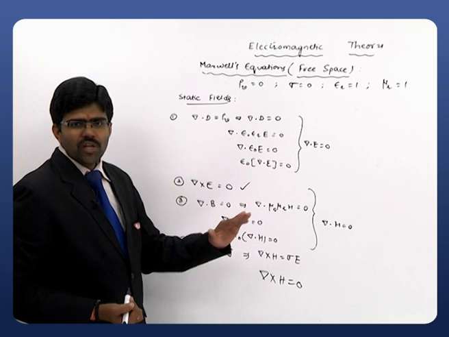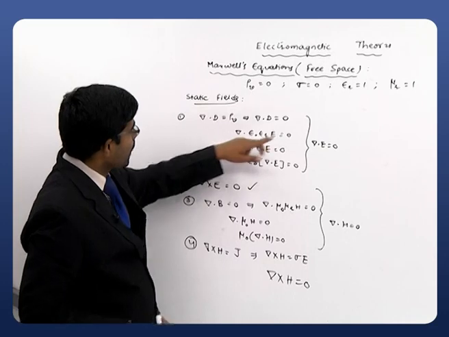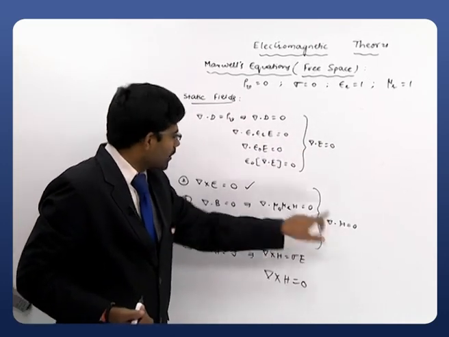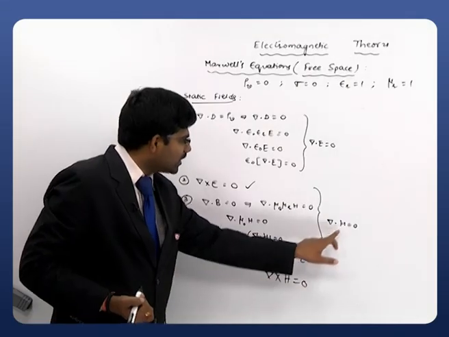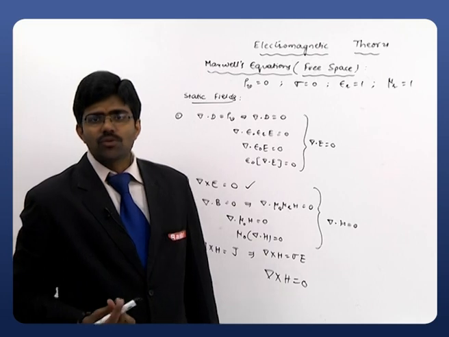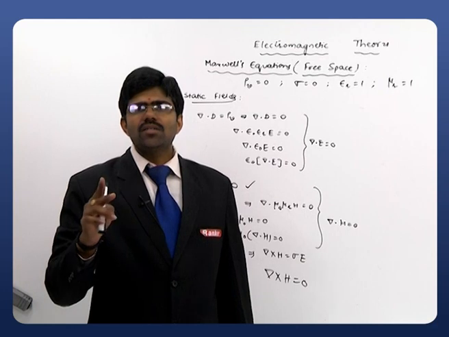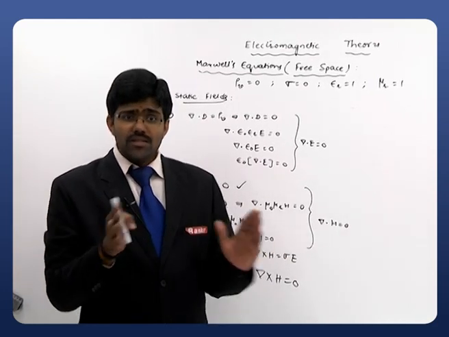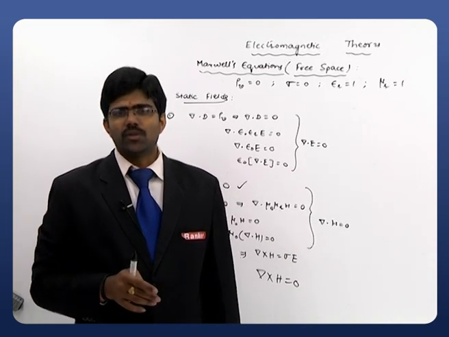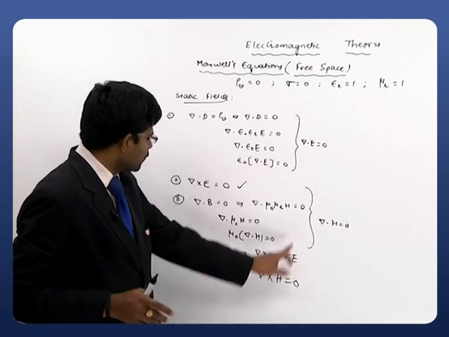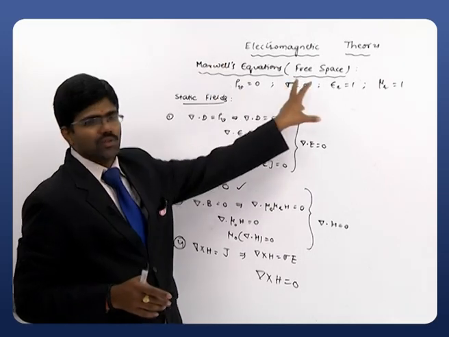So just observe the equations that we found for static fields in free space. Del dot E is equal to 0, del cross E is equal to 0, del dot H is equal to 0, del cross H is equal to 0. So clearly del dot E is equal to 0, del dot H is equal to 0, so E and H are solenoidal. Del cross E is equal to 0, del cross H is equal to 0, so H is irrotational, E is also irrotational. So these four are the conditions that we are supposed to remember whenever you are asked to write down the equations for free space.